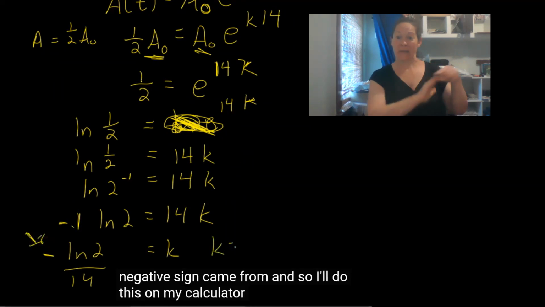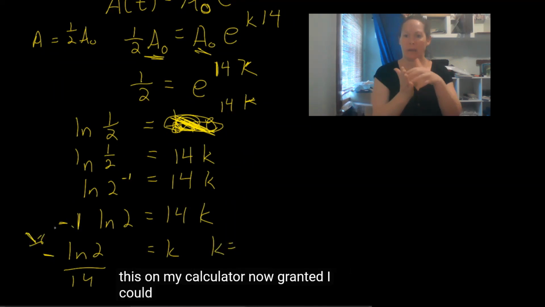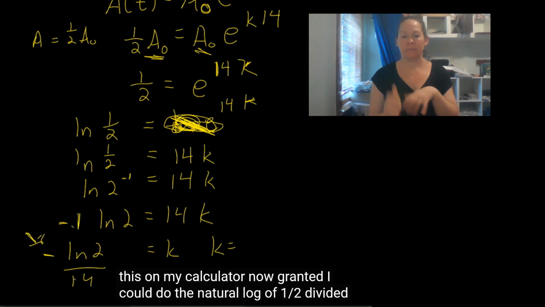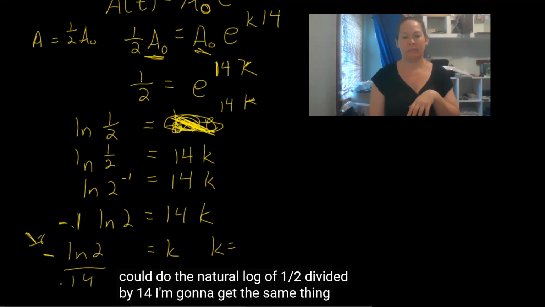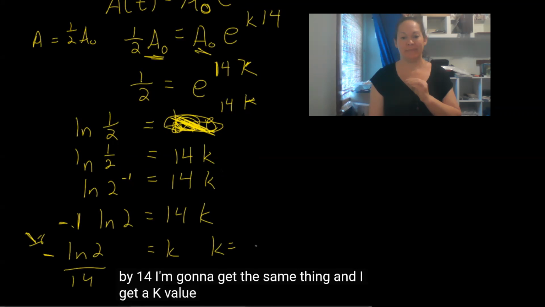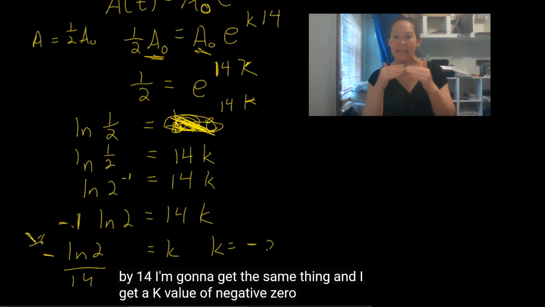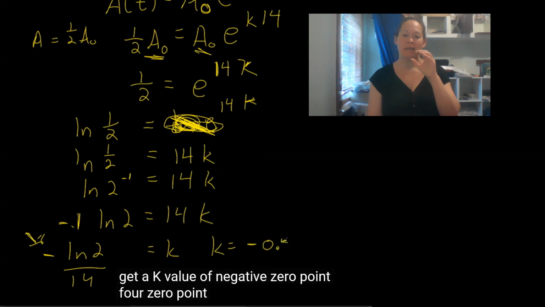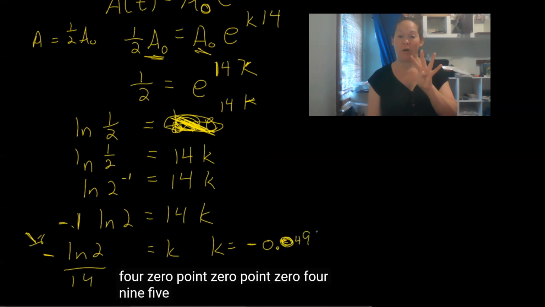And so I'll do this on my calculator. Now granted, I could do the natural log of 1/2 divided by 14. I'm going to get the same thing. And I get a k value of negative 0.049511.